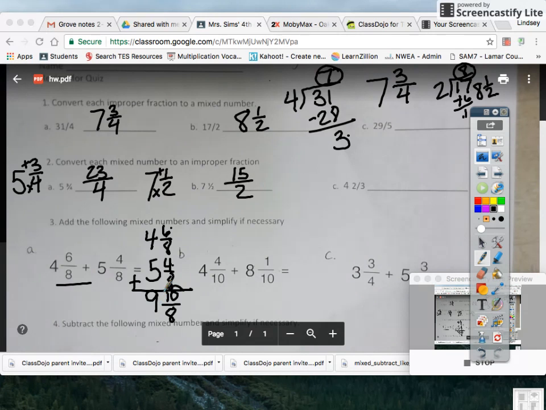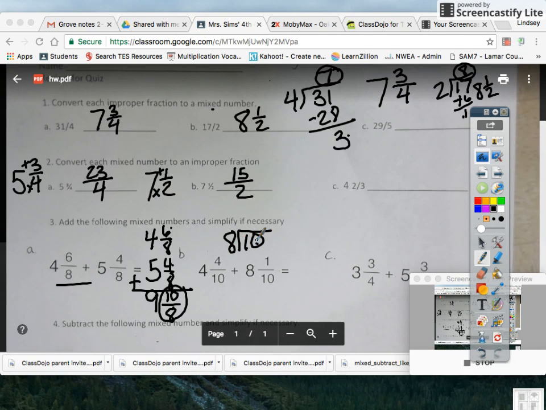Well, 10/8 here is an improper fraction because the numerator is larger than the denominator. So I have to change this to a mixed number and add it to our 9. If I'm changing an improper fraction to a mixed number, I do what I did for number 1. I'm going to go back and divide. So I'm going to put that up here, 8 into 10. I'm sorry, I don't have room.